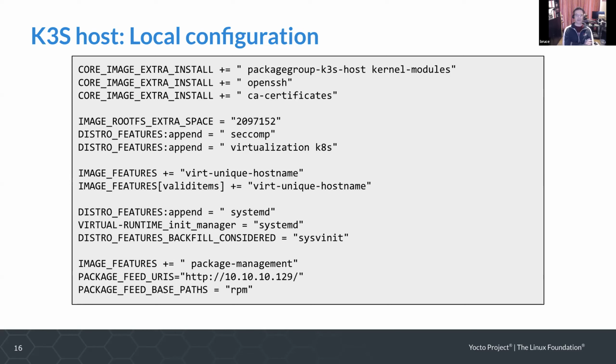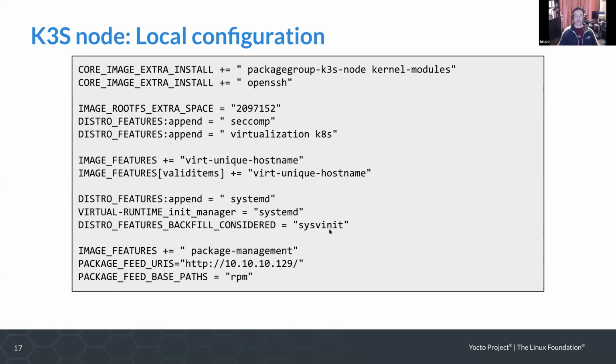And yeah, that's it. And then I turned on package management and pointed it at my local server, because things like curl, and some of the things that you might want to do the testing of the application deploy, are not on in core-image-minimal by default. And this is almost exactly the same. So this is the node configuration. The only difference is the K3S node instead of K3S host.